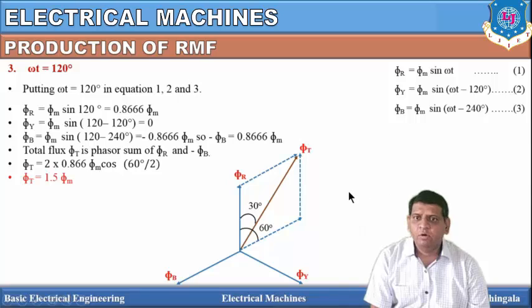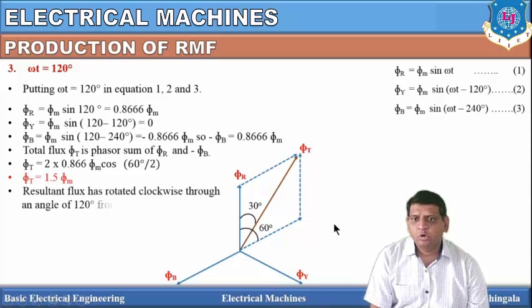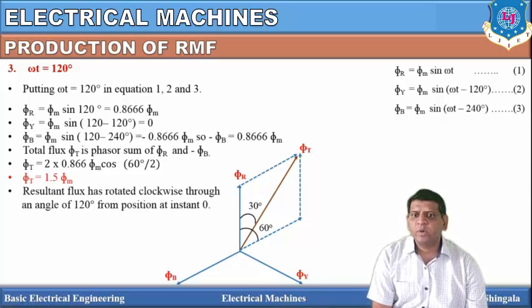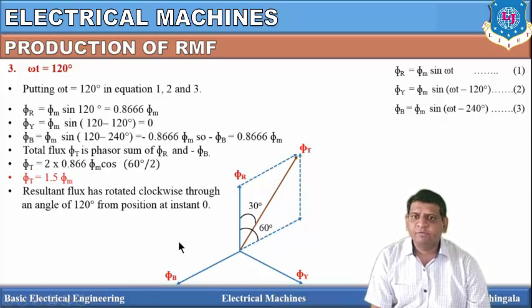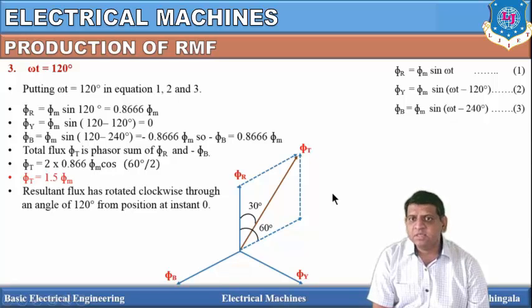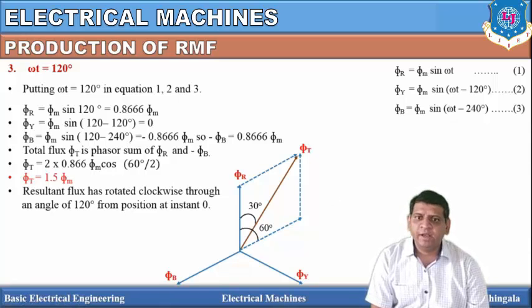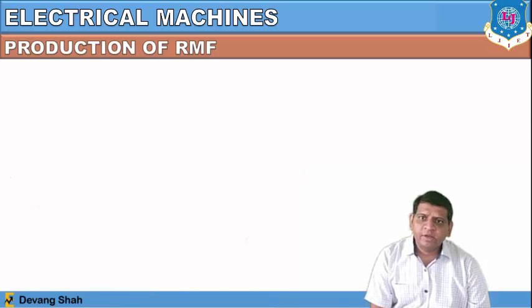So at all the instances, 0, 60 and 120, you can check from this phasor diagram that it is continuously rotating. Here the resultant flux has rotated clockwise through an angle of 120 degrees from the position at instant 0. This magnetic flux rotates at different instances, at 0, 60, 120, 180 and so on. From that you can prove that this magnetic field is nothing but the rotating magnetic field.